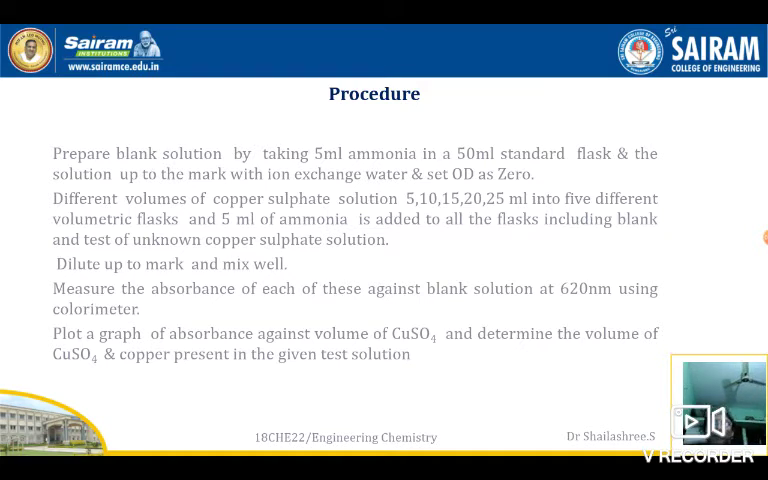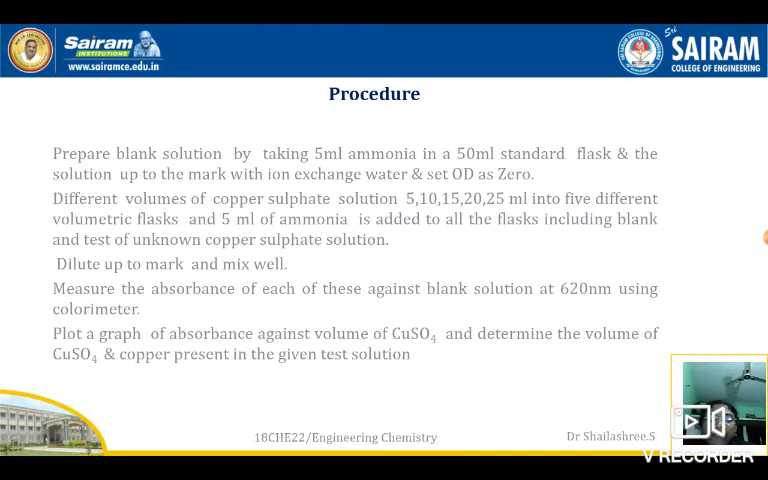So what you have to do? You have to draw copper sulfate, equal to whatever amount is marked. For the first flask, you have to draw 5 ml, second flask 10 ml, third flask 15 ml, fourth flask 20 ml, and the last 25 ml of the copper sulfate. Clear, no? First step is draw copper sulfate into 5 different volumetric flasks, 5, 10, 15, 20 and 25 ml.